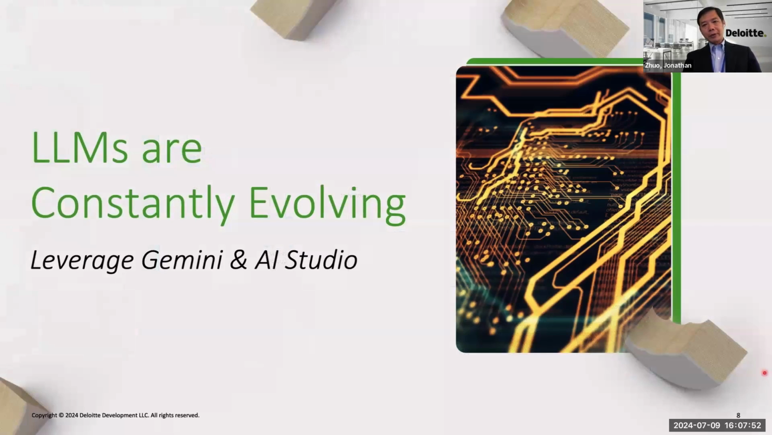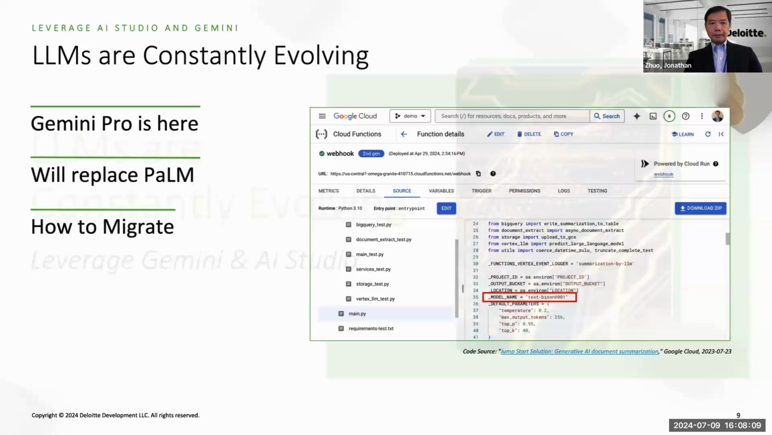And since large language models are constantly evolving, how can we leverage tools that seamlessly integrate with the latest LLM advancements, ensuring we leverage the most up-to-date capabilities without requiring much effort? Here's what I did. Now, if you look at this screenshot, you will see this application is using the Text Bison PaLM API. But Gemini Pro is already here. It will replace the PaLM API. And how can we do a migration?